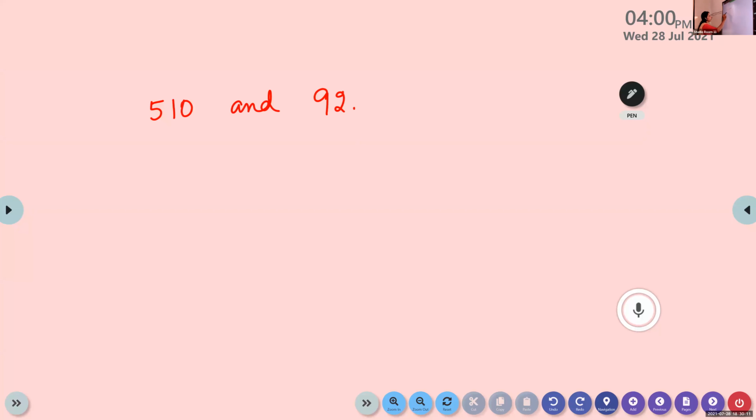The first step, you prime factorize 510 and 92. 510, when we prime factorize, you divide it by 2. So you will get 255. Now we can divide it by 5, isn't it? We'll get 51. Again, we can divide it by 3. 17. Is it correct, Aditya? Yes, ma'am.